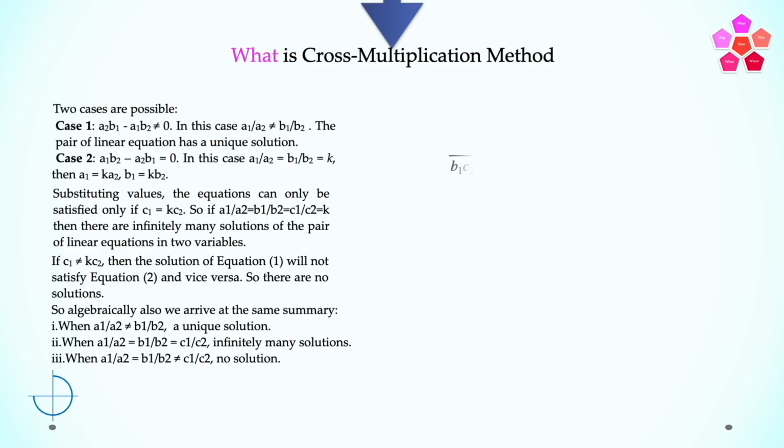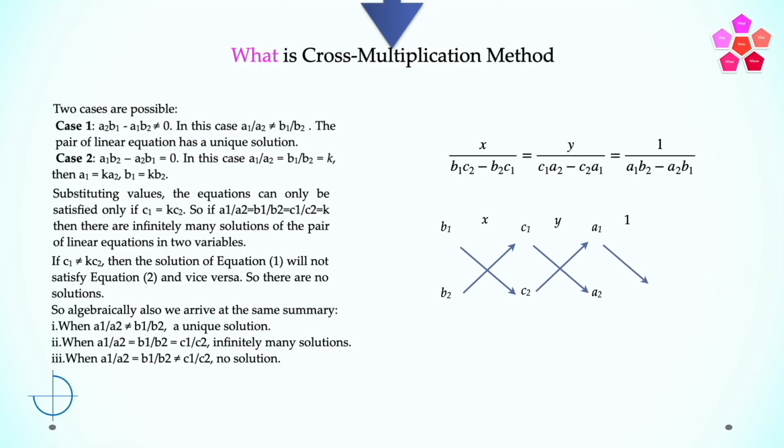The equations can be written as x divided by B1 C2 minus B2 C1 is equal to y divided by C1 A2 minus A1 C2 is equal to 1 divided by A1 B2 minus A2 B1. And when we depict it, we just write it in the format x, y, and 1, and then write B1, C1, A1, and again B1. Again, we write B2, C2, A2, and B2. This diagram gives us the real feel why this method is called the cross multiplication method.